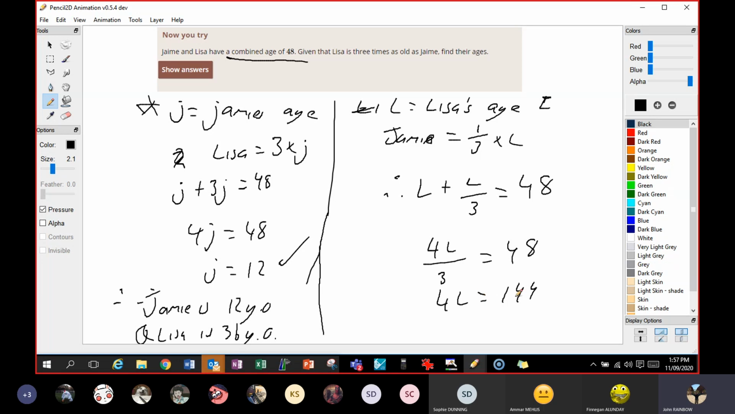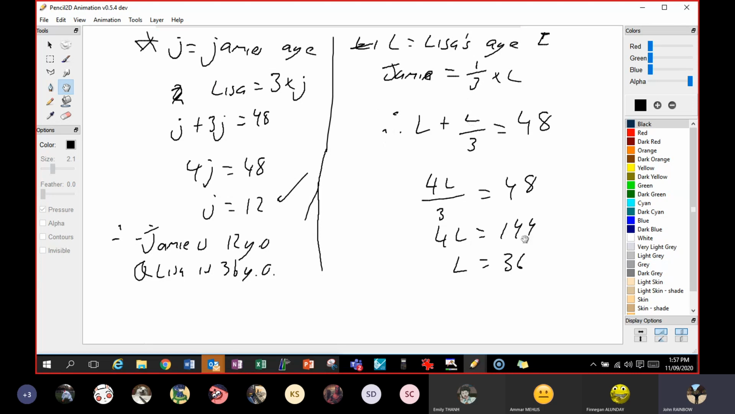For L, divide that by 4. That would be, well, 40 would give me 10, 20 to 80, 25 to 100. 44 would be 11, so that would be 36. Divide by 4 on both sides, L equals 36. So Lisa equals 36, but I know Jamie's a third of Lisa's, so a third of 36 is 12. So again, I can still get to the same answer, but that would be a bit harder.